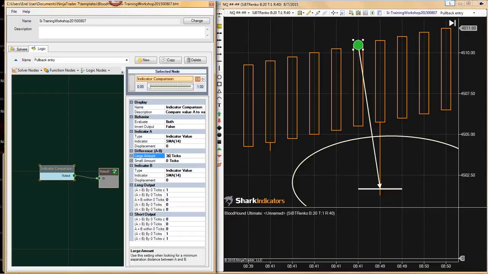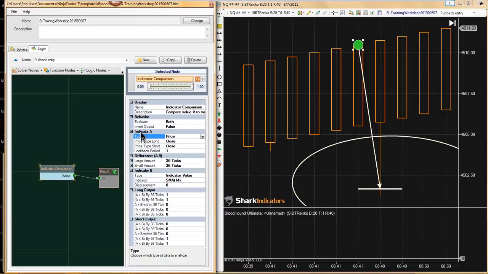And so we're going to put in 36 ticks in both. Now indicator A and indicator B, we're going to set those both to the closing price, so we're going to set them to price. Indicator A is going to represent the real-time closing price, so we're going to leave the look back at 1. This is going to become the real-time closing price, or where price currently is in real time.